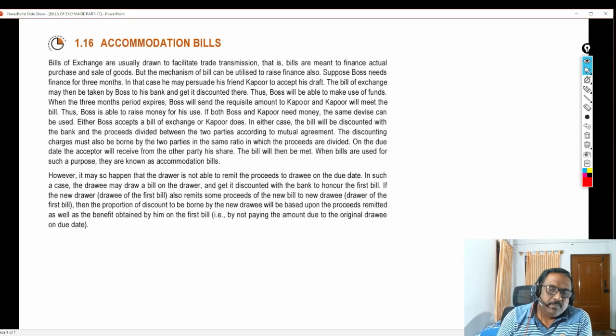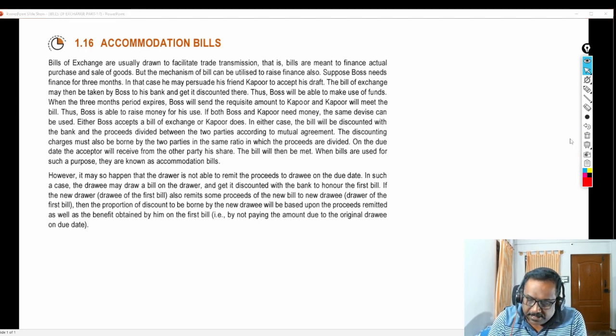Okay guys, what do you mean by accommodation bills? I'll try to explain this with a very simple example so that you can easily understand. You don't need to read the whole paragraph. I'll try my level best to explain with an example. In case you still have any doubt, you can pause this video and read this paragraph. You can definitely understand.